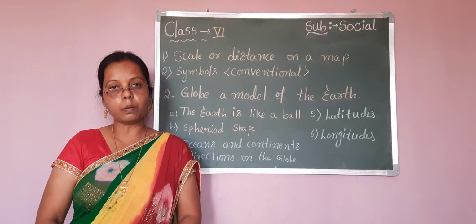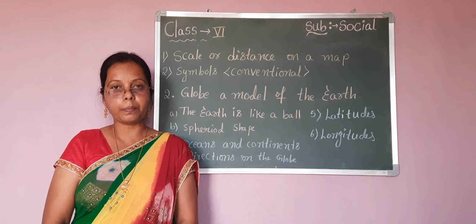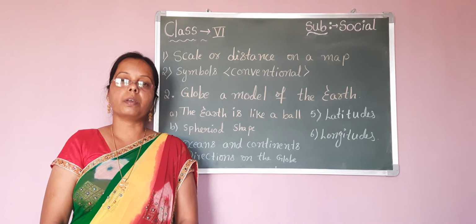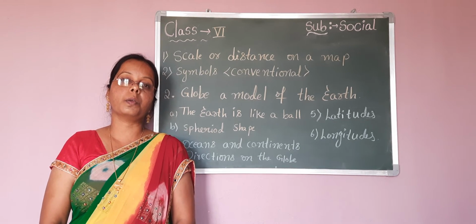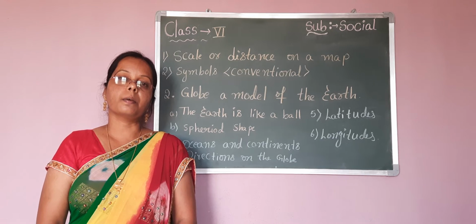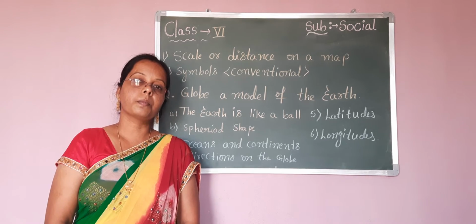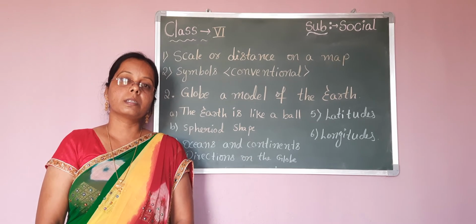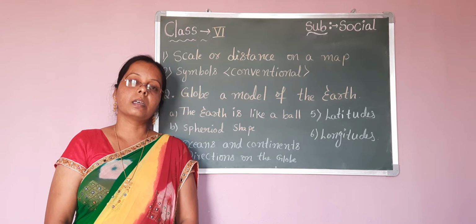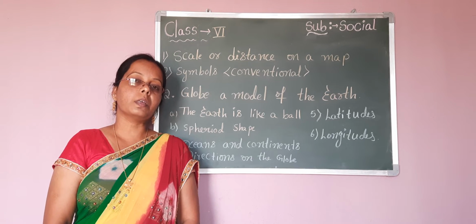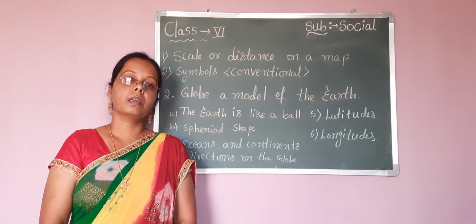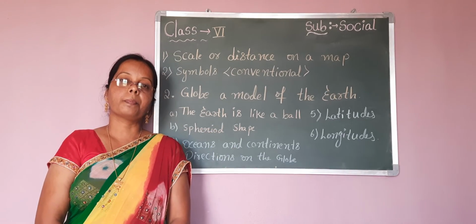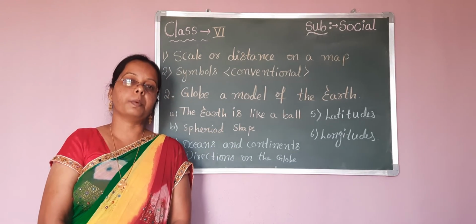What do you see on the globe, children? Tell me. You can see various continents like North America, South America, Africa, Asia, Europe, Australia, and countries, capital cities, water bodies, valleys and rivers. Everything you can see on the globe. First of all, tell me, what is the shape of the earth? The shape of the earth is spherical.